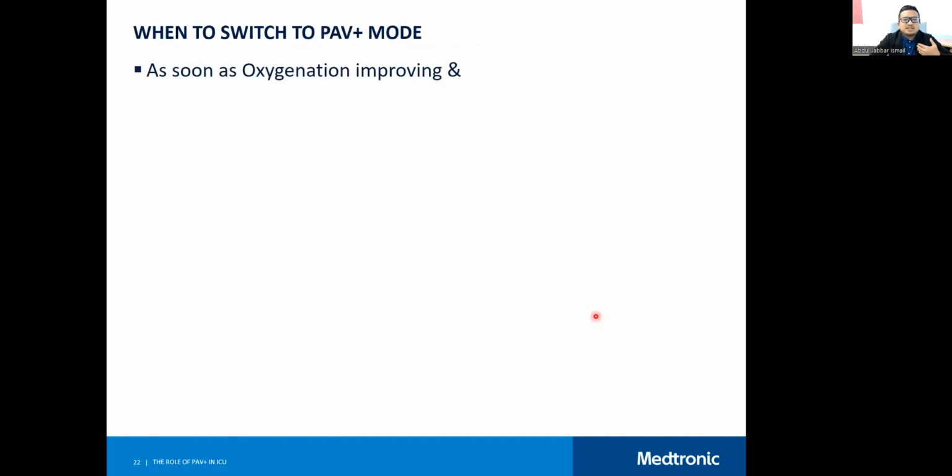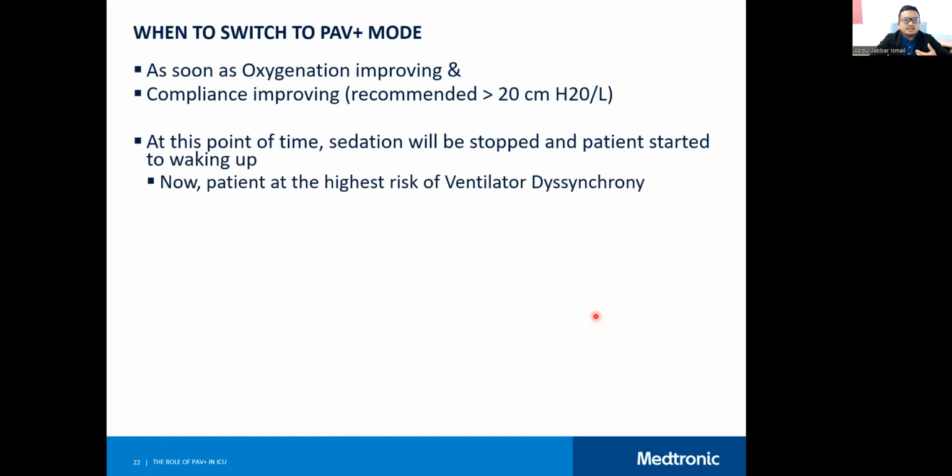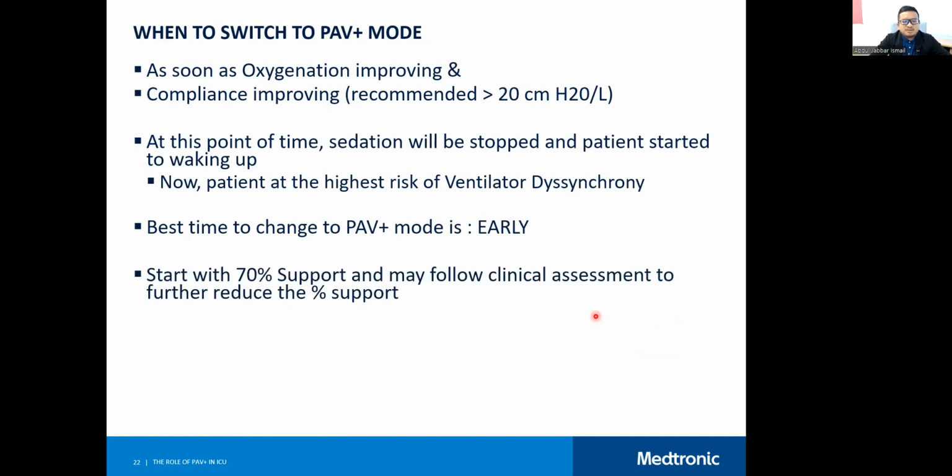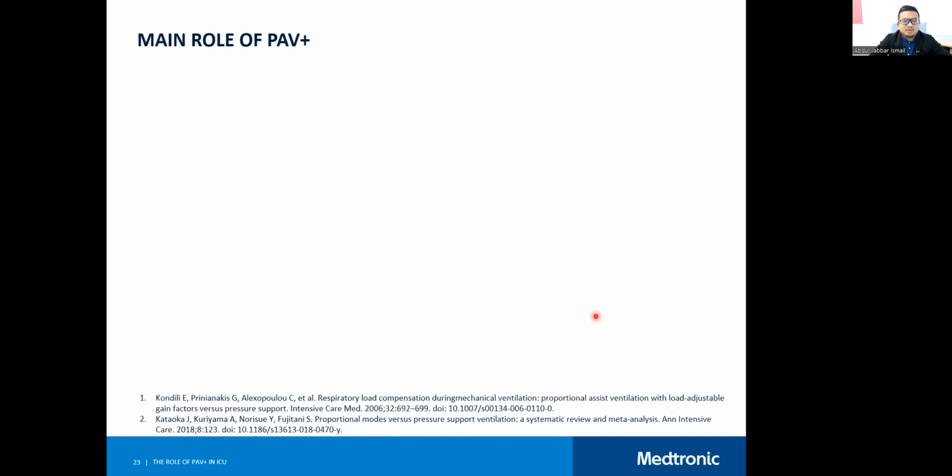So as soon as oxygenation is improving and compliance is improving, recommended more than 20, at this point of time sedation will be stopped and the patient starts to wake up. Now the patient is at higher risk of ventilator desynchrony. This is the best time to change to PAV plus mode, which is early. We can start with 70% support and follow clinical assessment to further reduce the percentage of support.